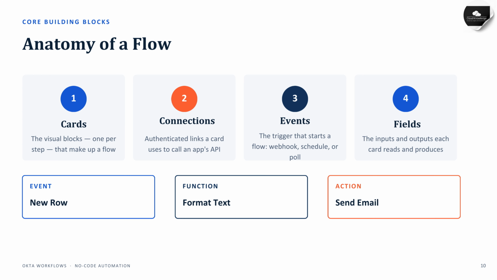This is one of the most important slides in the whole deck, so pay attention here. Every flow is built from 4 core building blocks. Connections, the authenticated links a card uses to call an app's API. Events, the trigger that starts a flow, a webhook, a schedule, or a poll. Cards, the visual blocks, one per step, that actually make up the flow. Think of them like an event card such as new row, a function card like format text, and an action card like send email. Fields, the inputs and outputs each card reads and produces, which is how data flows from one card to the next. Once this clicks, the rest of workflows is just variations on this same pattern.